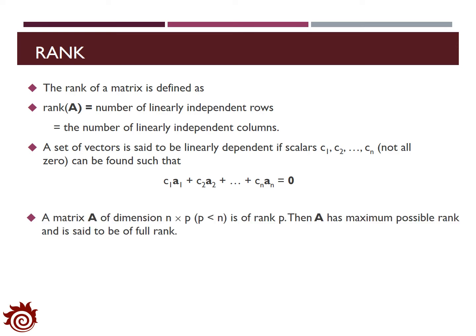And a matrix A of dimension m by p is of rank p if p is smaller than m, then we say that A has the maximum possible rank and is also defined as full rank. In general, the maximum possible rank of an n by p matrix is the minimum value of n and p.